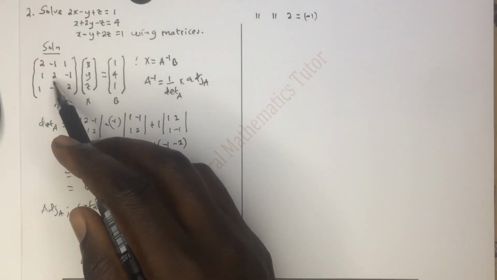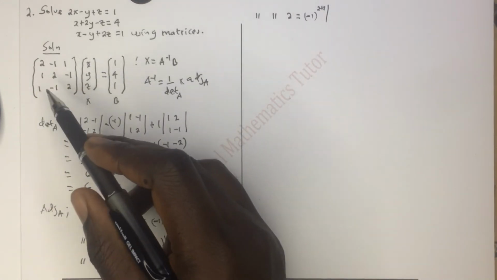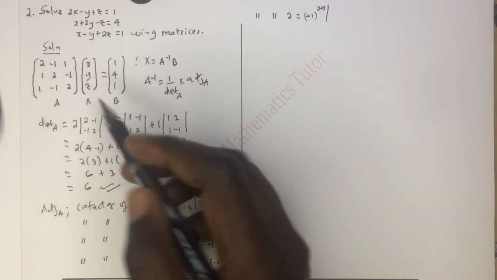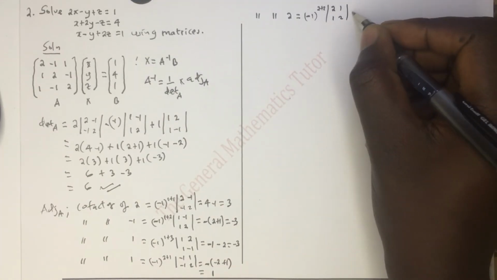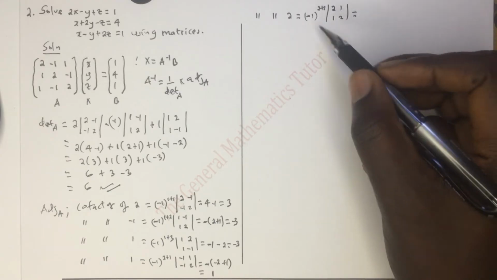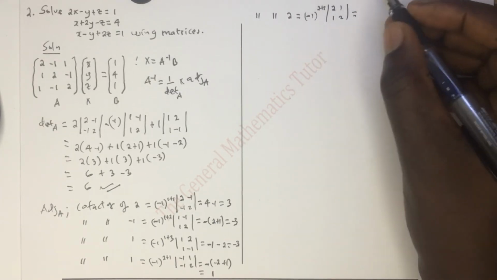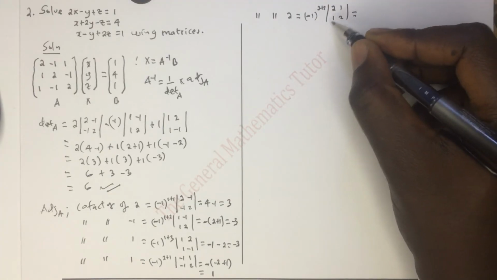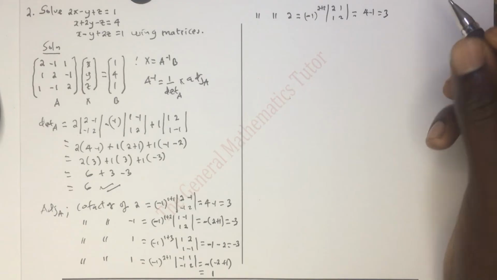So 2 is in row 2, column 2. So that is 2 plus 2. And when you cover its row and column, you're left with 2, 1, 1, 2. This is even, so the negative will disappear. So you're left with 2 by 2 minus 1 by 1. So that is 4 minus 1, and that is 3.